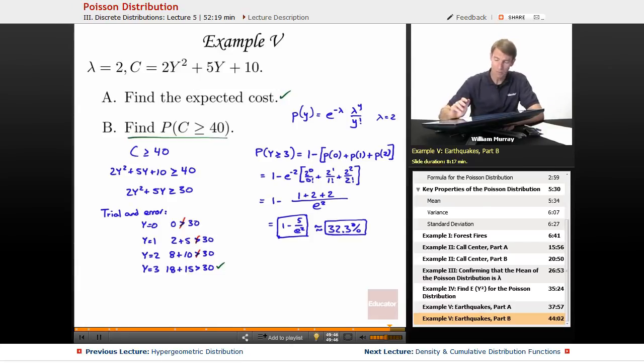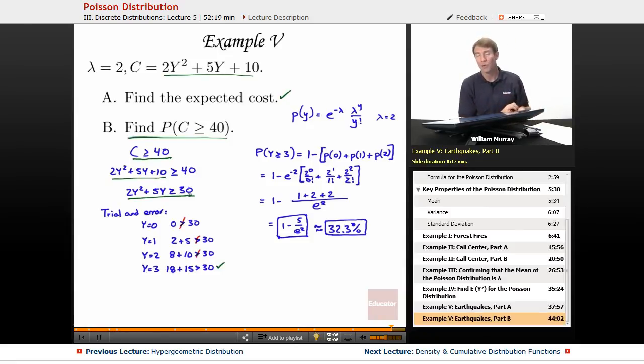So let me recap the steps here. We're interested in whether C is bigger than or equal to 40. So I plugged in my formula for C here. There's my cost being bigger than or equal to 40. And that simplified down a little bit: 2y squared plus 5y is greater than or equal to 30. And then I was trying to figure out which values of y would make that true.